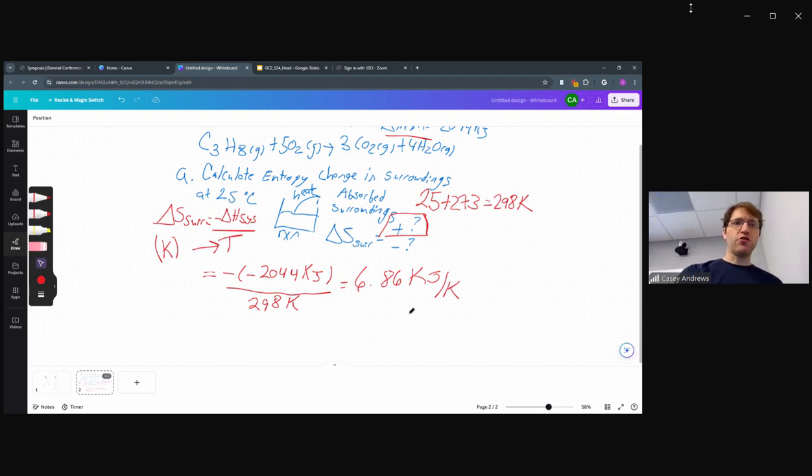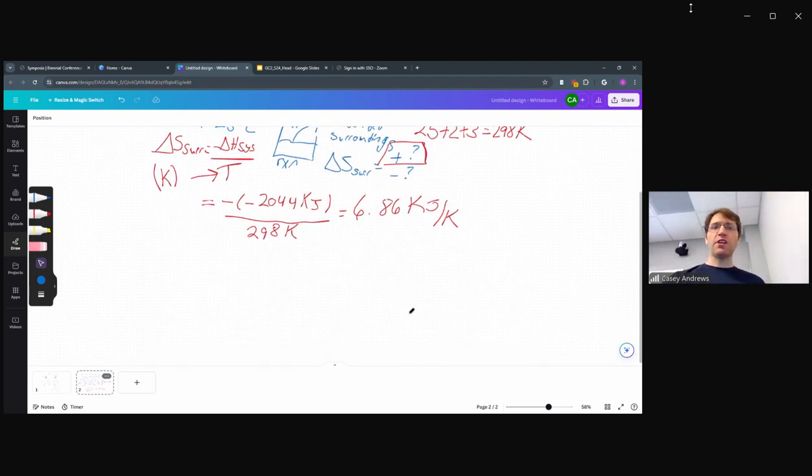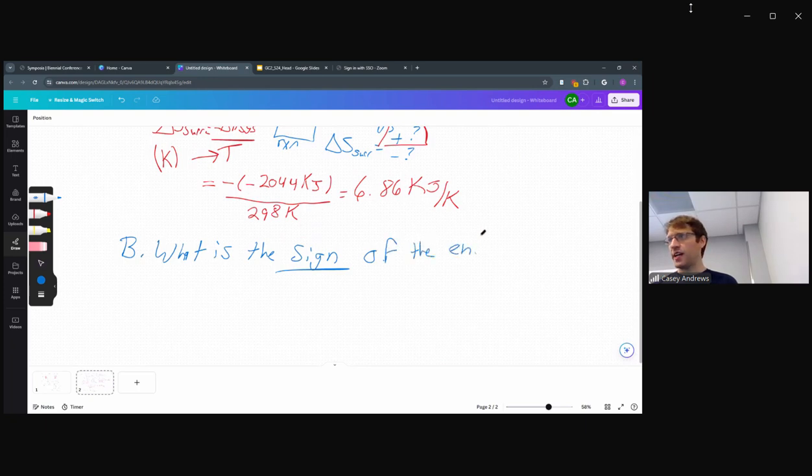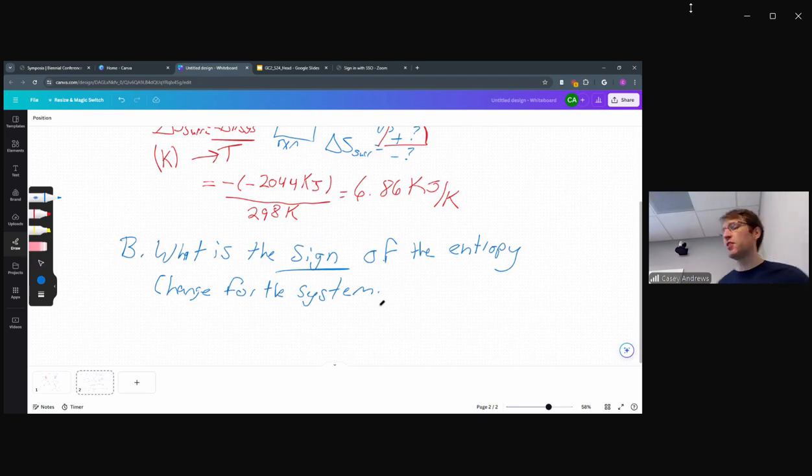All right, let's do part B. Part B says, and now we're going to get into more chemistry intuition. B. What is the sign? Underline that. Of the entropy change for the system. What is the sign of the entropy change for the system?